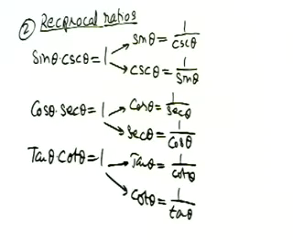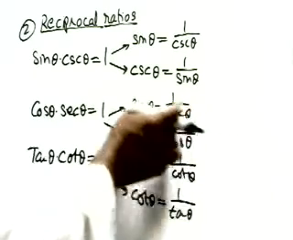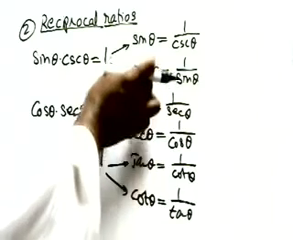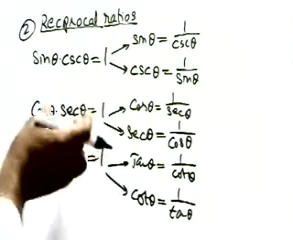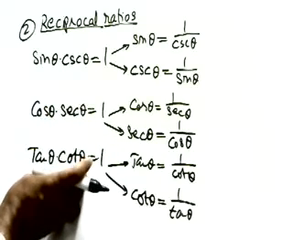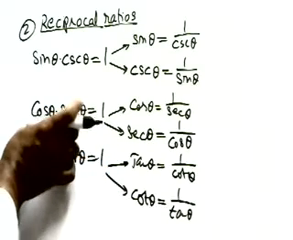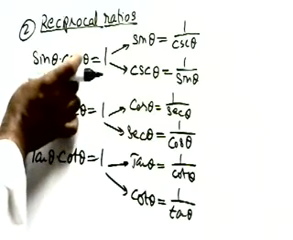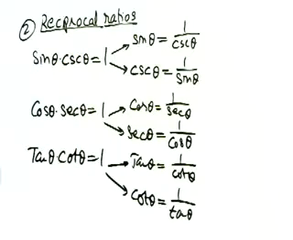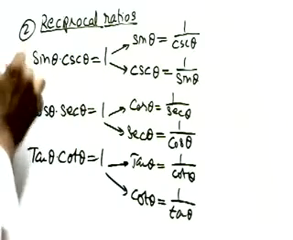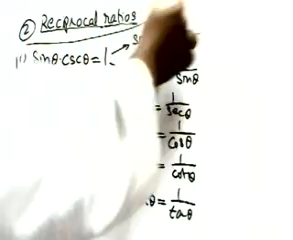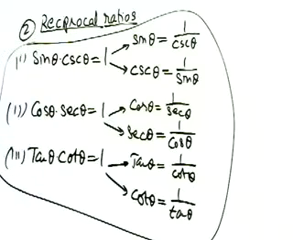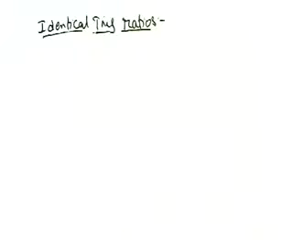So we must be perfect in all these reciprocal ratios. Suppose somewhere we get 1 by secant theta, we can use cos theta. If we have to change cosec theta into sin theta, we can write 1 by sin theta. Or if we get the product tan theta into cot theta somewhere, we have to write 1. Or cos theta into sec theta is 1, sin theta into cosec theta is 1. So from these 3 formulas, we get 6 formulas more. You must learn all these formulas by heart.